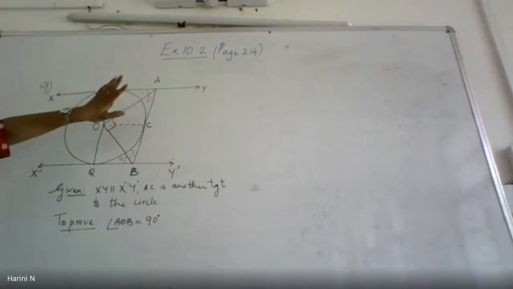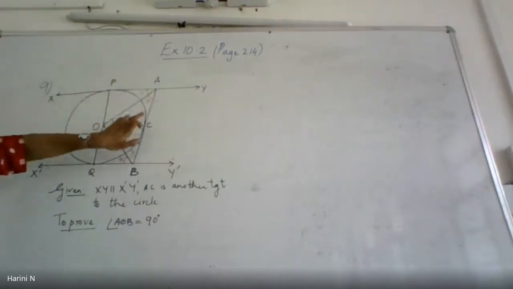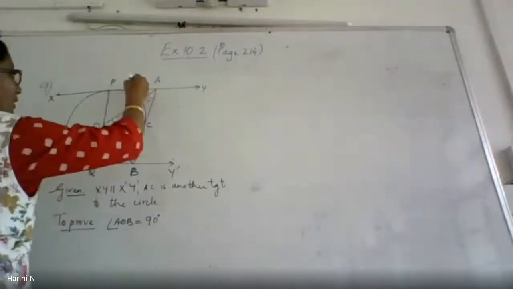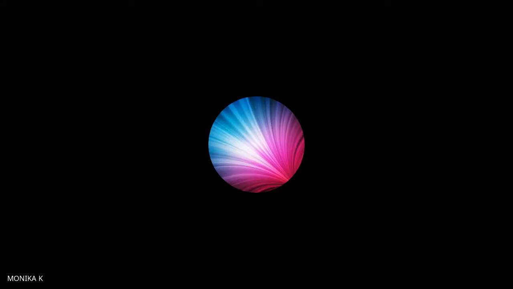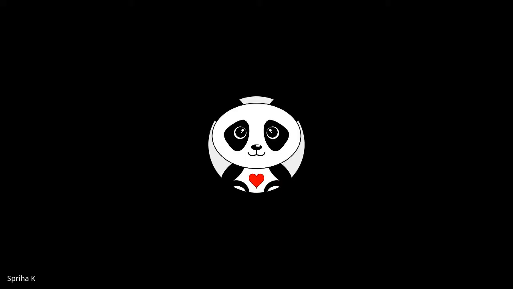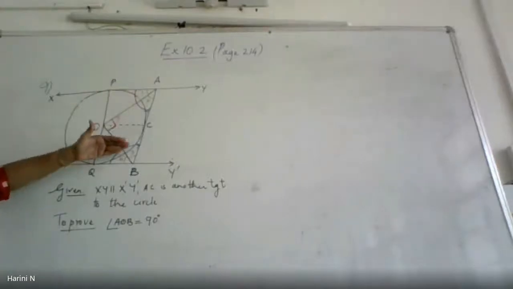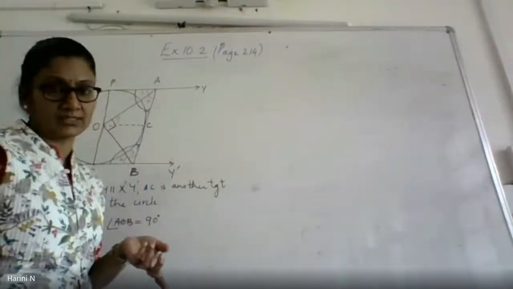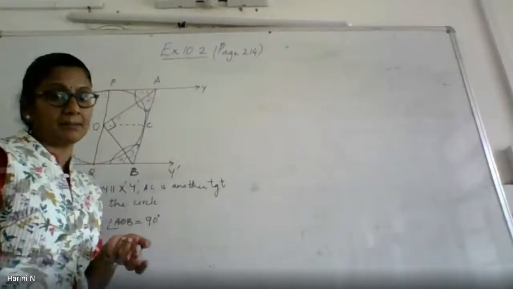What can I tell about angles PAC and QBC? Can you understand which are the two angles I'm talking about? I'm talking about this angle and this angle. What can you say about those two angles? They're supplementary. Yes, they will be supplementary. Why? Because those are the co-interior angles, the interior angles on the same side of the transversal. So they are the co-interior angles on the same side of the transversal and hence they will become supplementary.